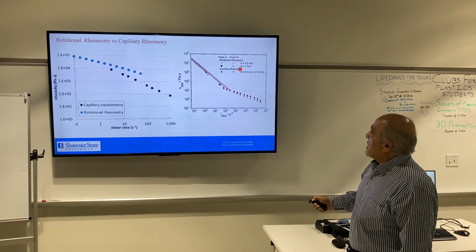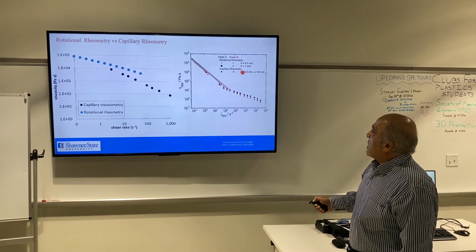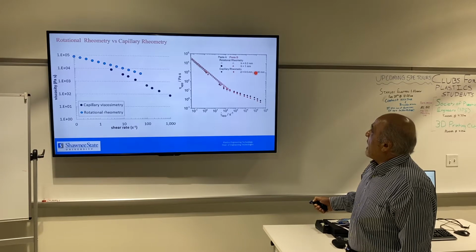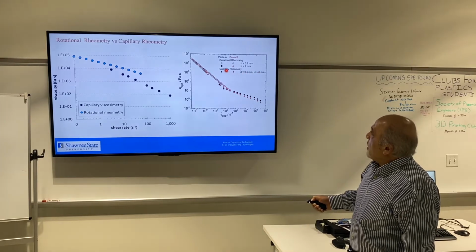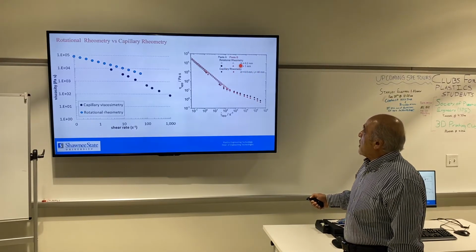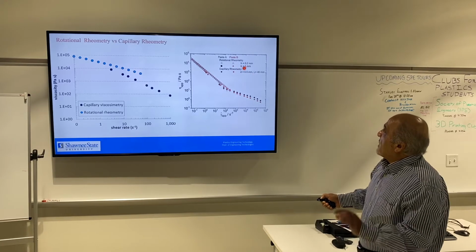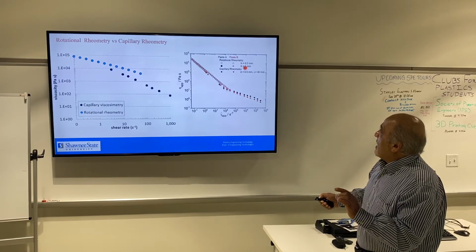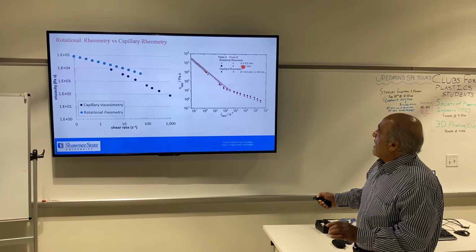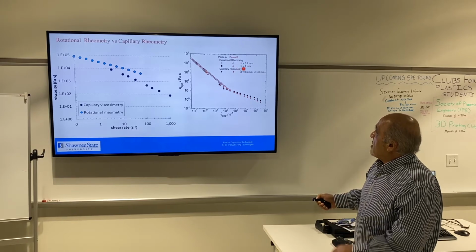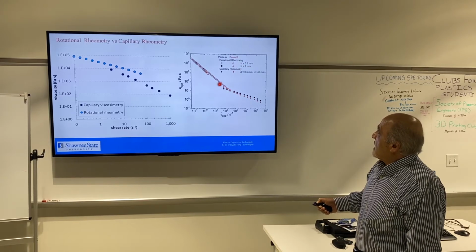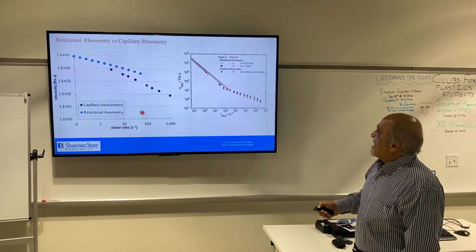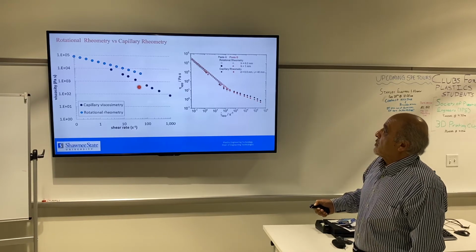So when you are dealing with capillary rheometry, you are dealing with the die diameter and die length. But when you are dealing with rotational rheometry, you are dealing with a disc with a thickness and a diameter. So those are the geometries that you are dealing with, and the range of the material property that you are getting.